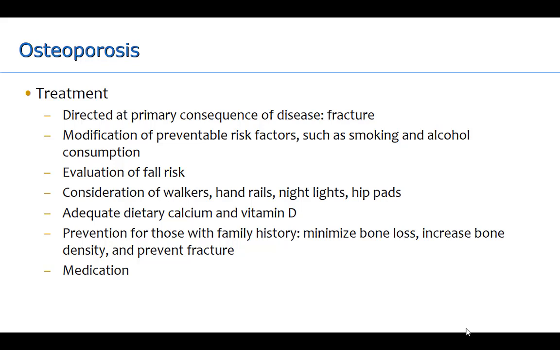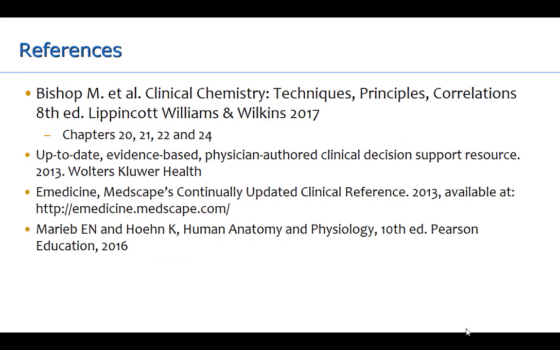Okay, so this is about osteoporosis. All right, so that's all about calcium metabolism.